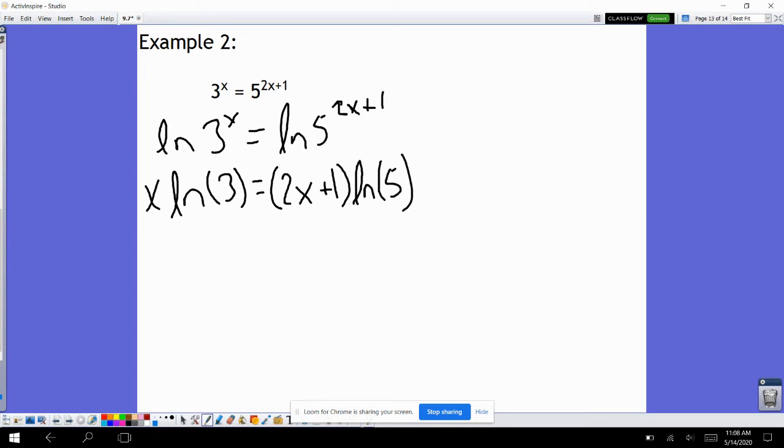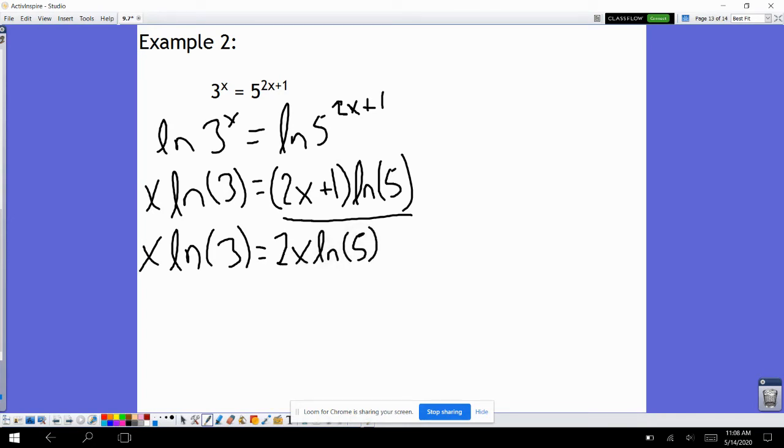Well, we need to isolate our x's. We have to get them all to the same side, but the only way we can do that is if we distribute the right-hand side. Because it's the entire quantity of 2x plus 1 times the natural log of 5, we can distribute both of those. So our left-hand side stays the same: we have x times the natural log of 3. When we distribute, we have 2x times the natural log of 5 plus 1 times the natural log of 5.